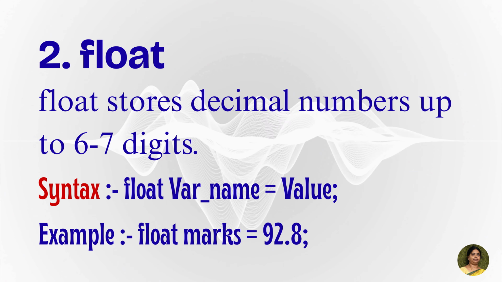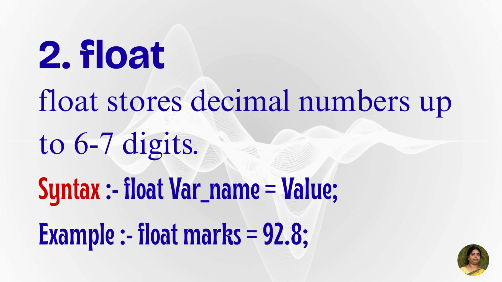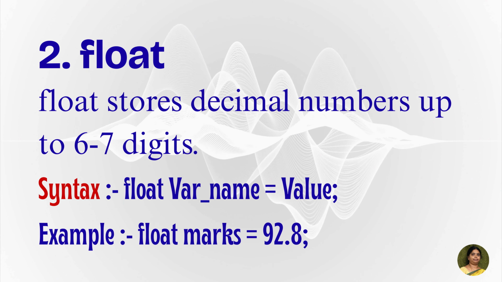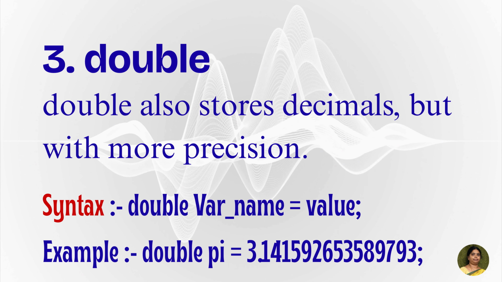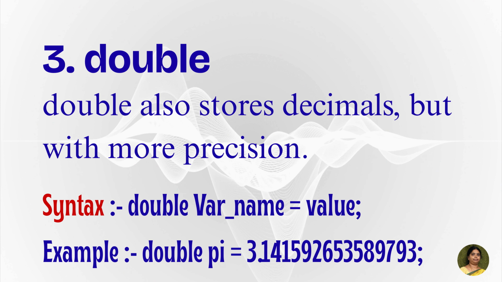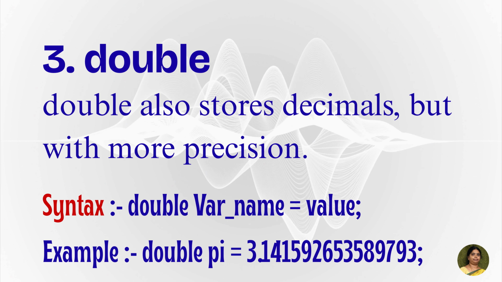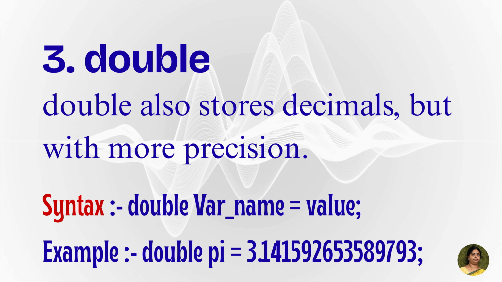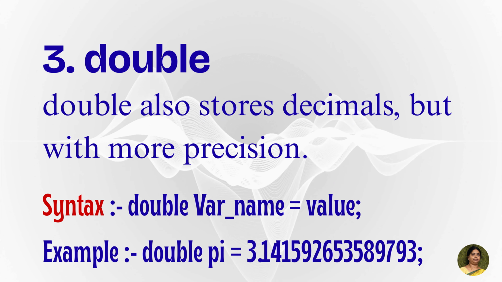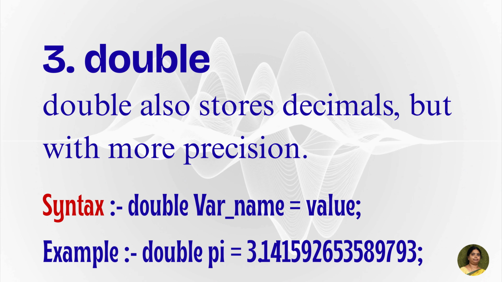Float, on the other hand, is used to store decimal numbers. Float height = 5.8, or the value can be 10.25, 3.14, and so on. The third one is double. Double is used to store decimal numbers with higher precision than float. Double pi = 3.14159265535. Any number having a higher precision will be stored here. Higher precision means how precisely a number is stored or how precisely a number is given.